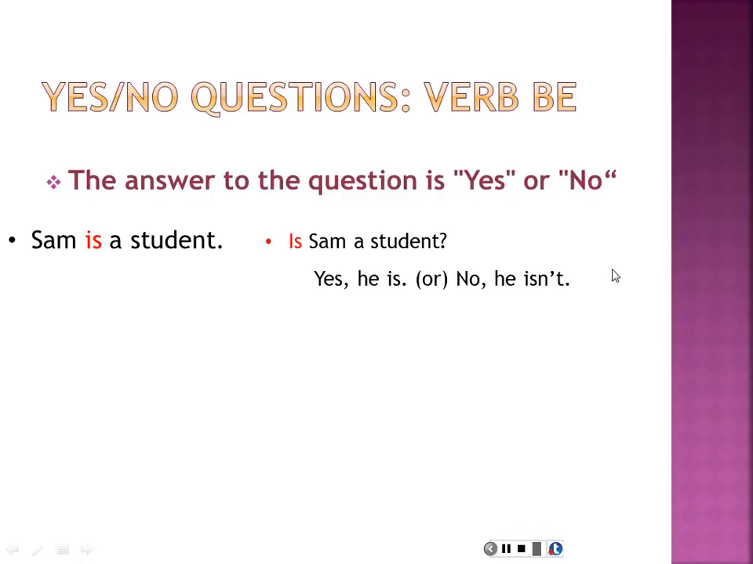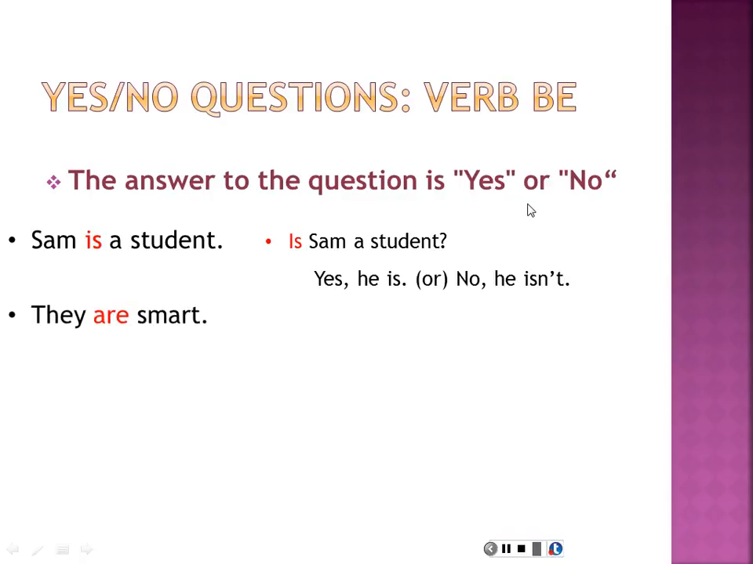If you remember from the last lecture when we talked about contractions, الاختصارات, أفعال الكون في حالة النفي. Here in the case of no, we say no, he isn't, or no, he's not.